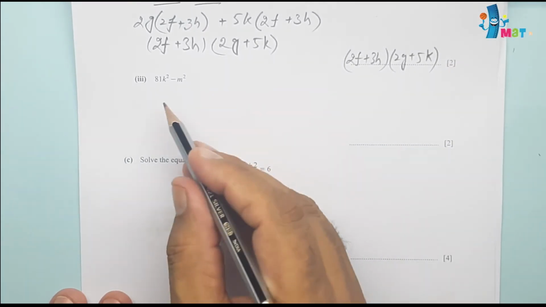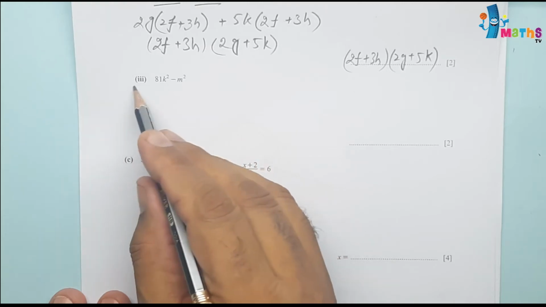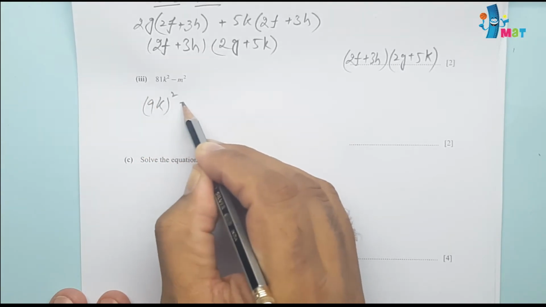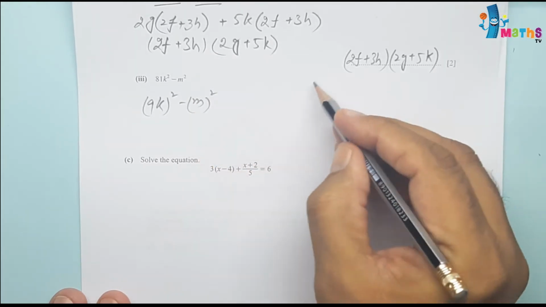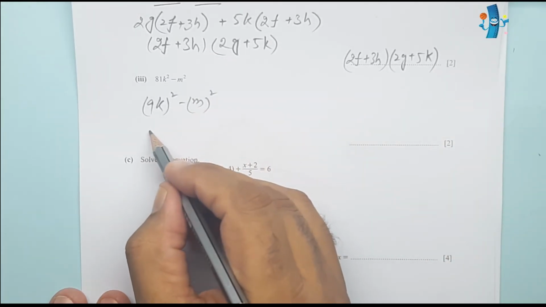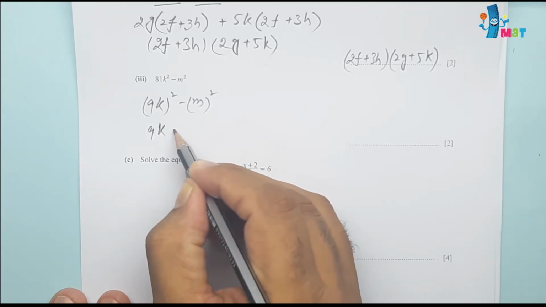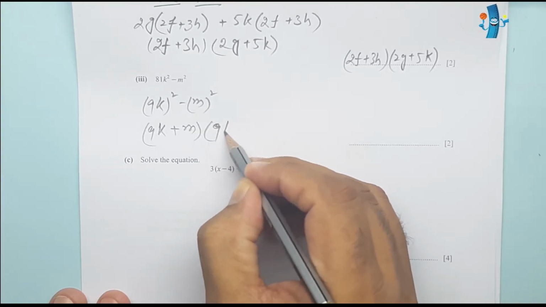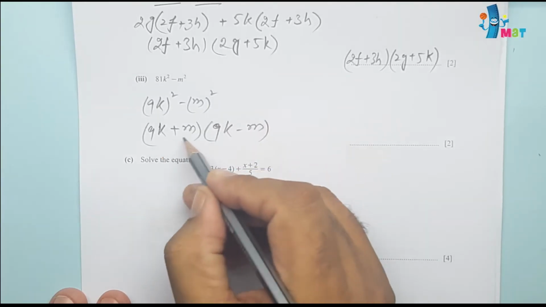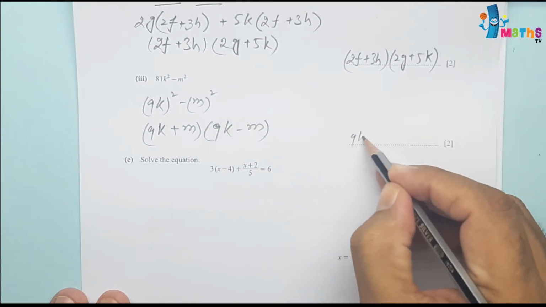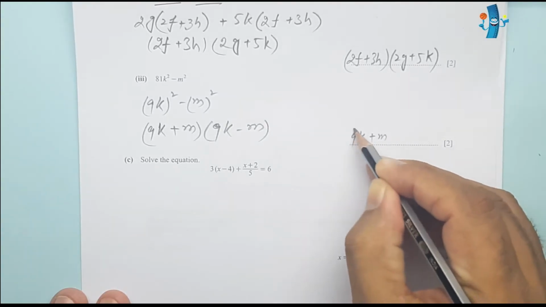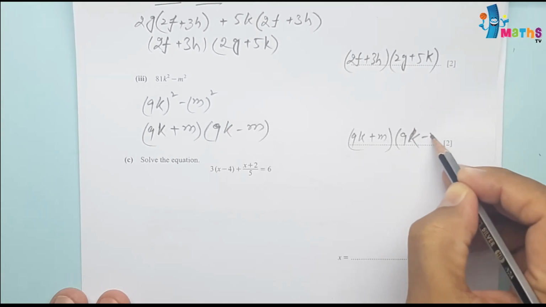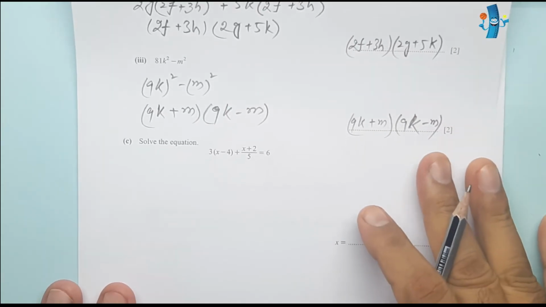81k square minus m square is the third part, so we can write it as 9k whole square minus m square. The formula a square minus b square will be equal to a plus b, a minus b. Here a is 9k and b is m, so 9k plus m and 9k minus m. This will be our answer.